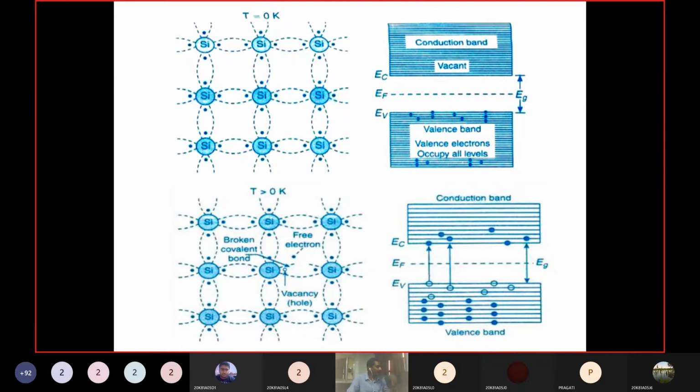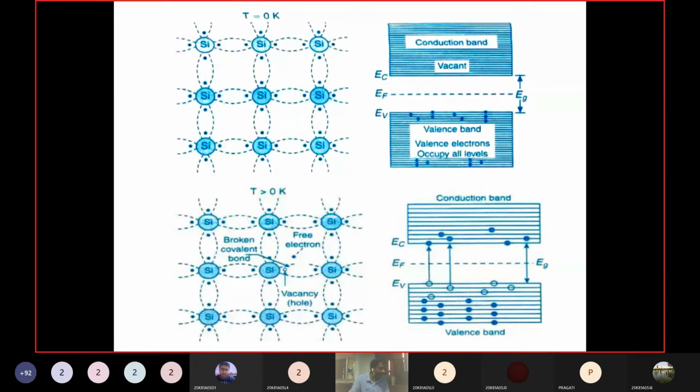For getting them free, those electrons have to move from the valence band to the conduction band, so we have to give so much energy. These types of materials we call insulators. If the energy gap is high, then to escape the electrons from the valence band to the conduction band, we have to give so much energy. The energy gap is high because the electrons are strongly bound with the nucleus in the case of insulators.